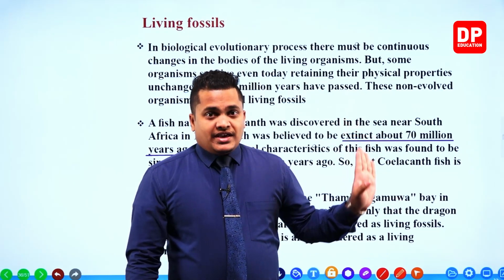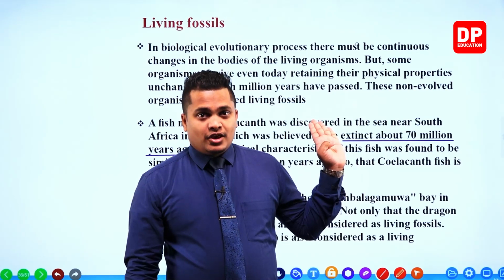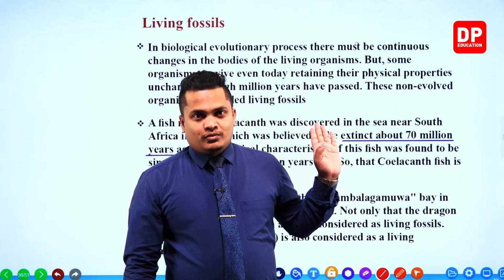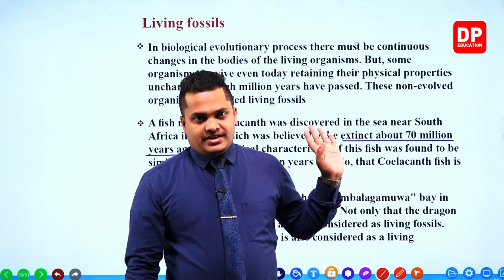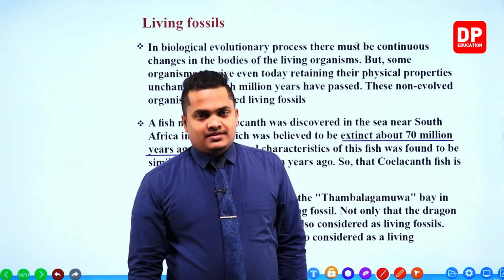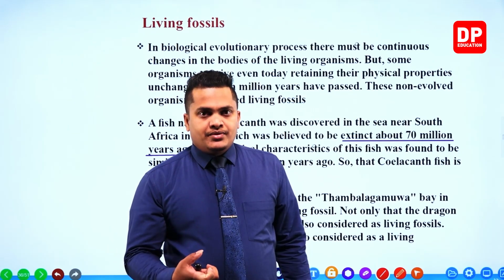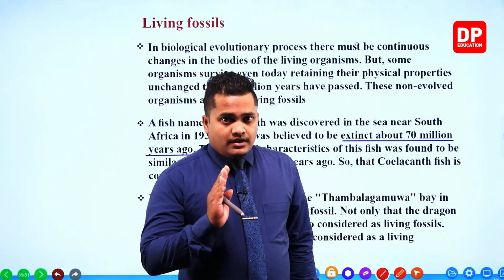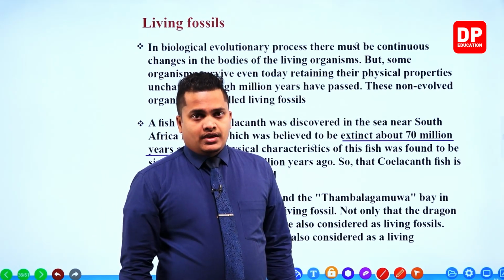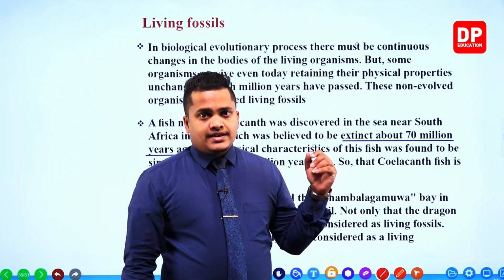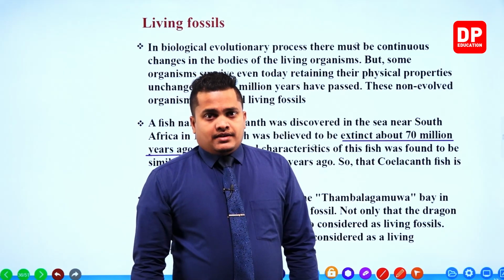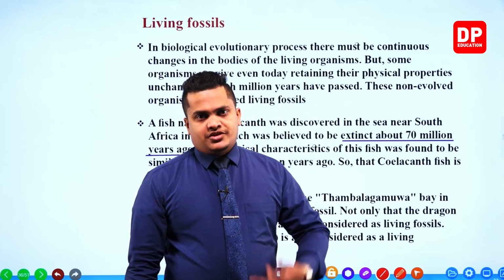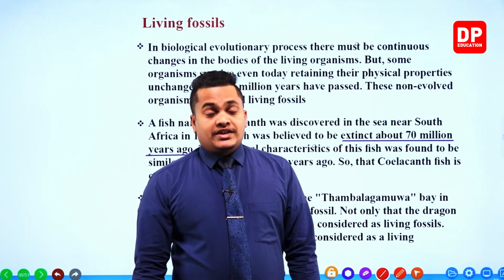If you take humans 5 million years back, humans were apes. There were no humans like this. But this fish was able to maintain the same body structure for 70 million years. Therefore, this is referred to as a living fossil. Even though 70 million years have passed, my dear children, the body structure of this particular animal hasn't changed. It hasn't evolved. That is why it is considered a living fossil.